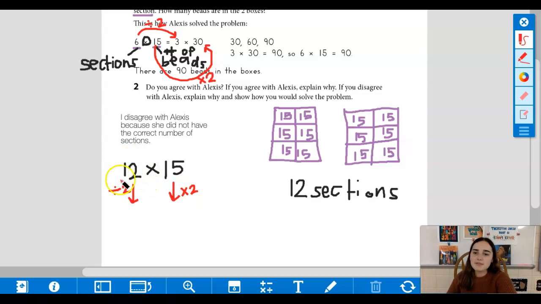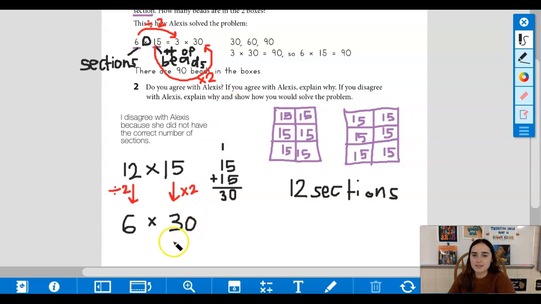So if I take half of 12, what would half of 12 be? If you were thinking 6, you are absolutely correct. So I know that half of 12 is 6. And if I double 15, 15 times 2 is the same as 15 plus 15. If I set it up like this, I end up with 30. Now, an easier problem for me to solve is 6 times 30.